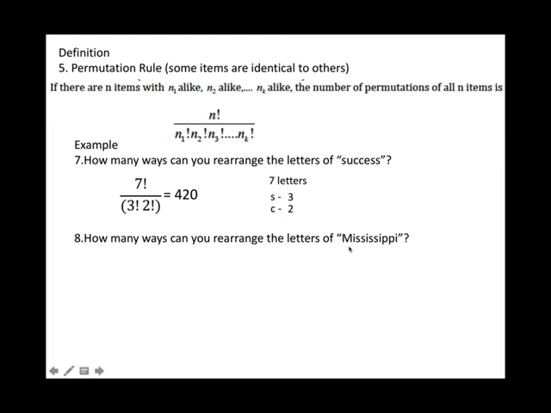So how many letters do we have? We have 11 letters. And which letters are going to be repeated? We have I, S, and also the P, right? So we have 4 S's, 4 I's, and 2 P's. So you will have 11 factorial divided by 4 factorial, 4 factorial, and 2 factorial. You should get this answer.